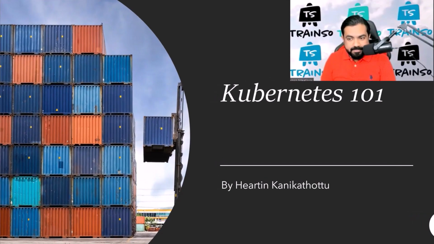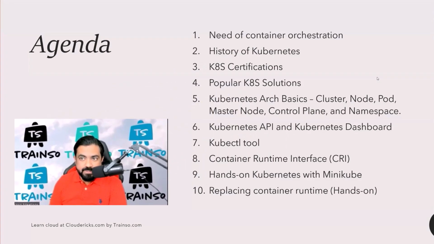Kubernetes 101. The agenda for today's session: need for container orchestration, history of Kubernetes. The abbreviation K8S makes it easy to write Kubernetes because Kubernetes is a bigger word. If you see the first K and the last S, you have 8 characters between that first K and last S. And that is why people generally shorten it as K8S.